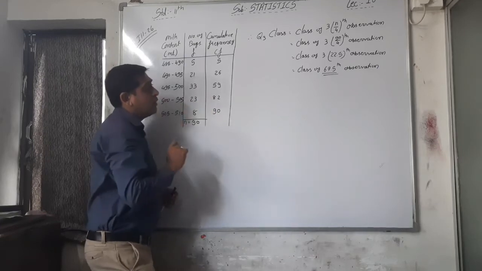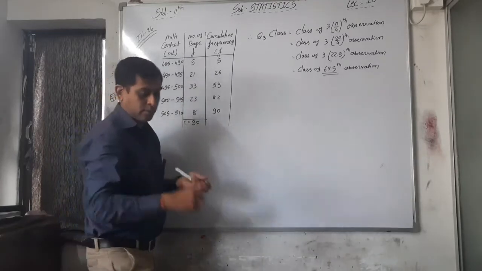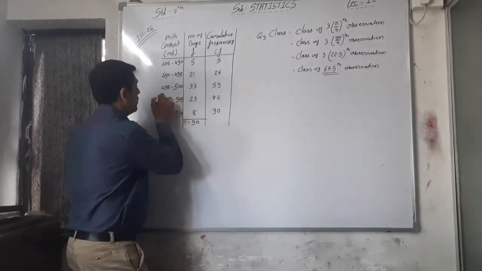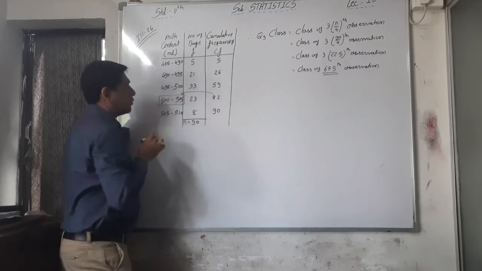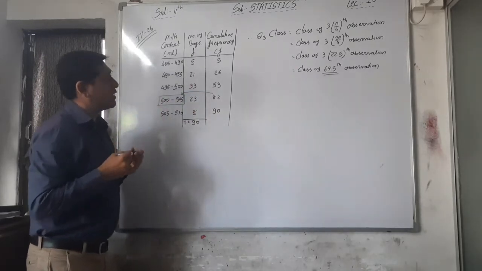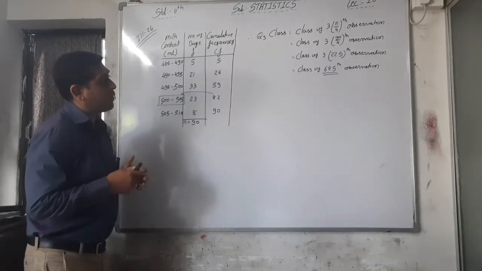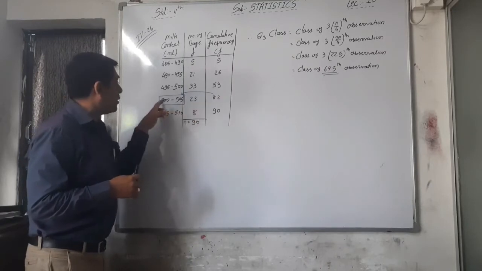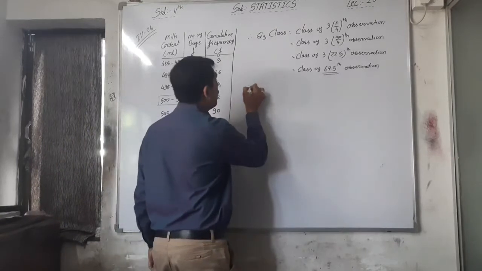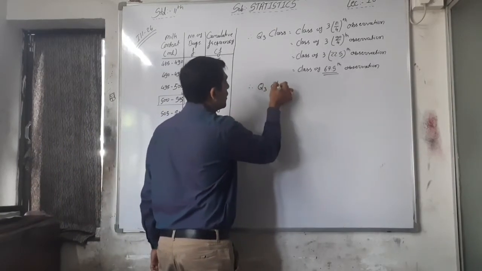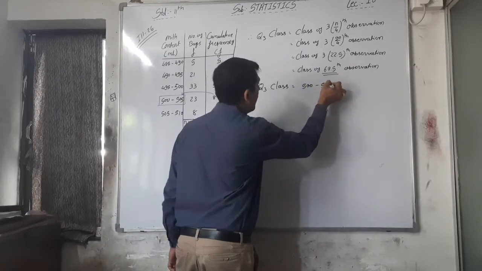That means the 67.5th observation's class is here. The class of the 67.5th observation comes under 500 to 505. So therefore you can say the Q3 class is equal to 500 to 505.